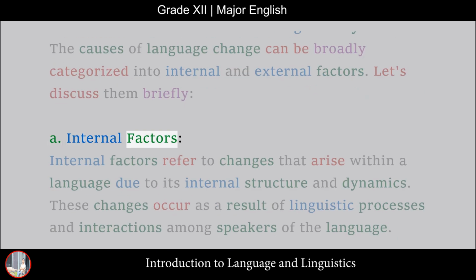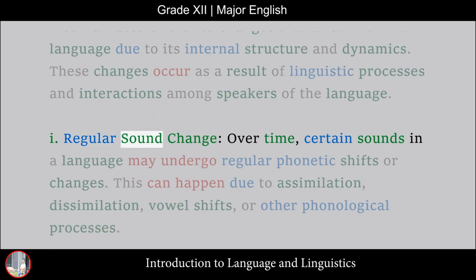A. Internal factors. Internal factors refer to changes that arise within a language due to its internal structure and dynamics. These changes occur as a result of linguistic processes and interactions among speakers of the language. 1. Regular sound change. Over time, certain sounds in a language may undergo regular phonetic shifts or changes. This can happen due to assimilation, dissimilation, vowel shifts, or other phonological processes.